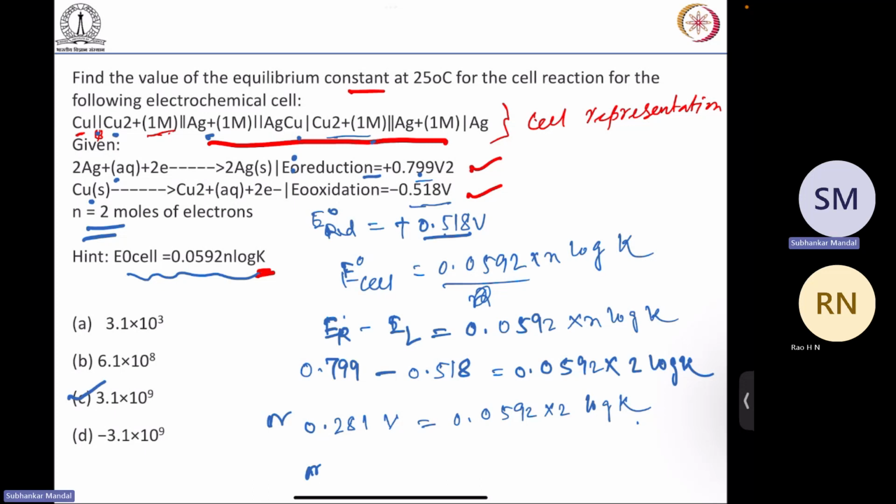3.1 into 10 to the power 9, because it is a positive value. Why? Because these two are almost the same, but if you see, here it is positive, here also positive. So there is no chance of it coming out negative. So this will be the answer.